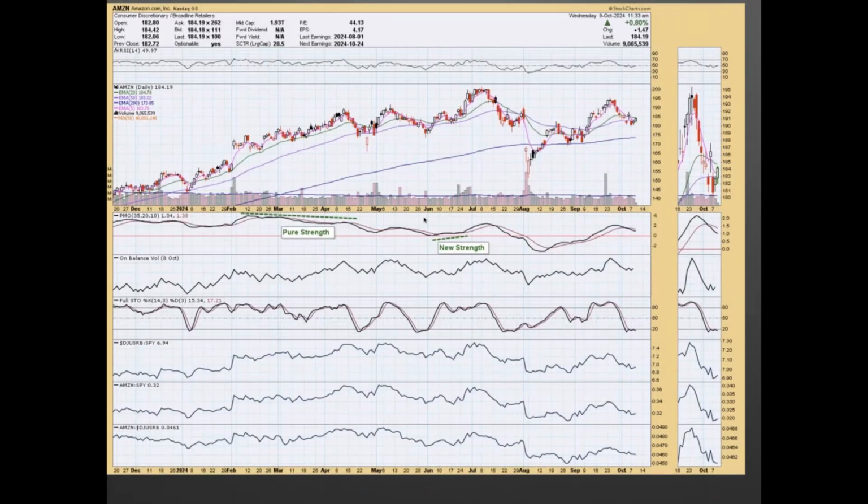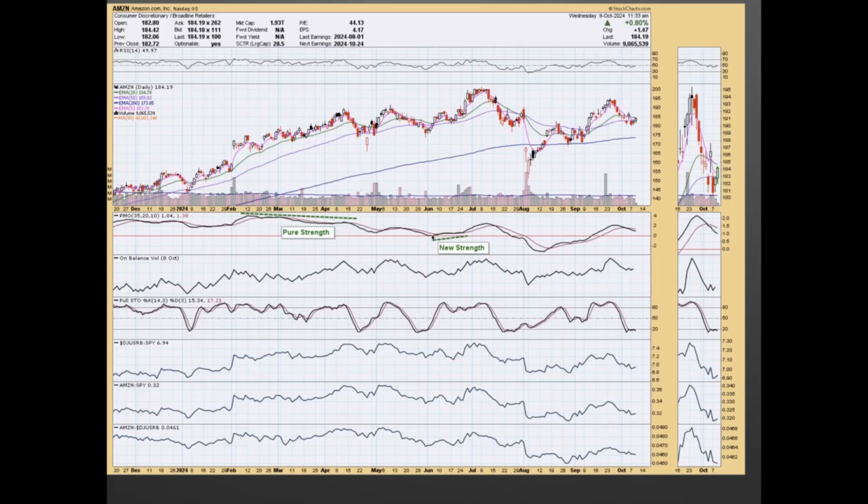Here is another sign of pure strength, right here, flat above the zero line. But notice it was starting to trend lower. So that was a sign that maybe we might have a problem here. The PMO gave us a sell signal. So again, that was a sign there might be problems.